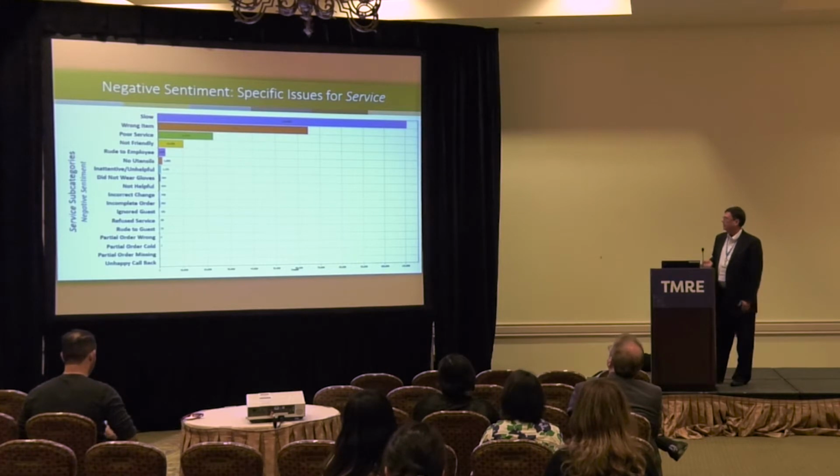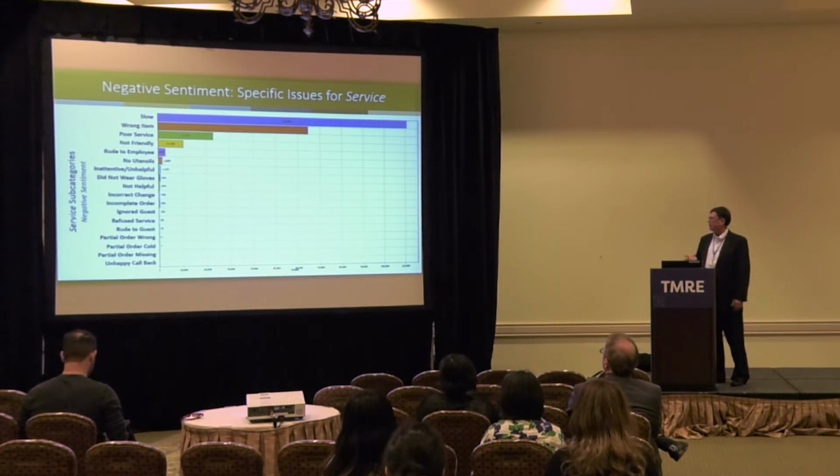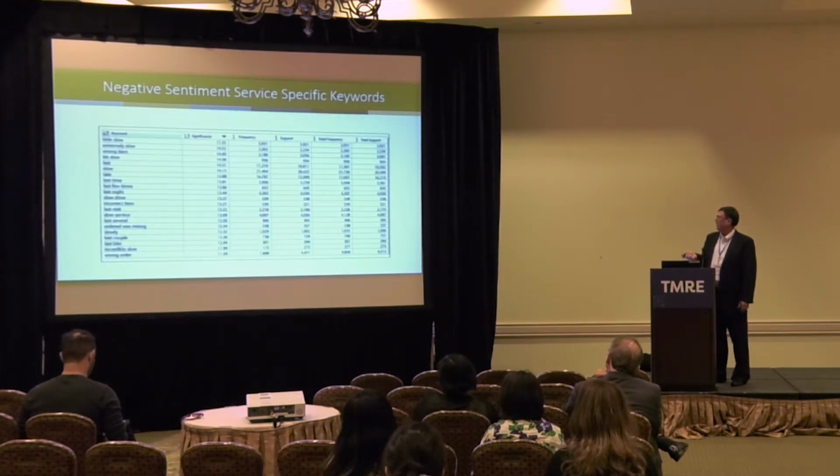Now we'll look at the flip side of it. So now we're looking at the negative sentiment service issues. And here, kind of the opposite of what we saw in positive: slow, wrong order, poor service, not friendly. Not terribly surprising. The keywords with the highest significance were all related to slow or wrong item.